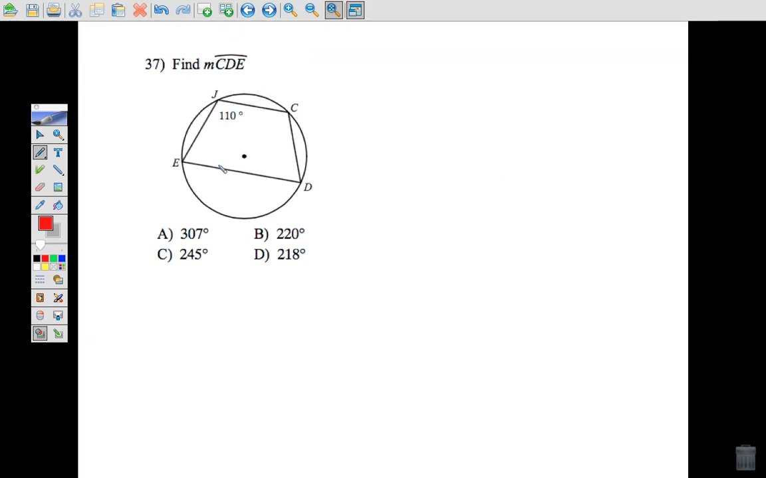Okay, this is kind of confusing because it looks like the quadrilateral question, but it's asking for arc CDE. Now that is created by this angle right here, which is on the circle. And when an angle is on the circle, it is half of the arc. So you just have to take the angle and double it to get what the arc is. I'm going to write 110 times 2 so that when I come back to this question to answer it, it's really easy.